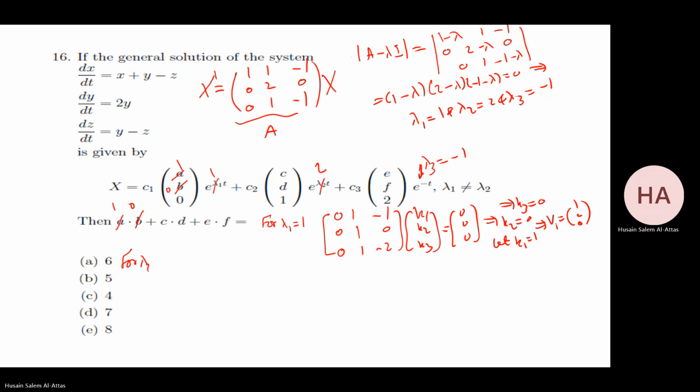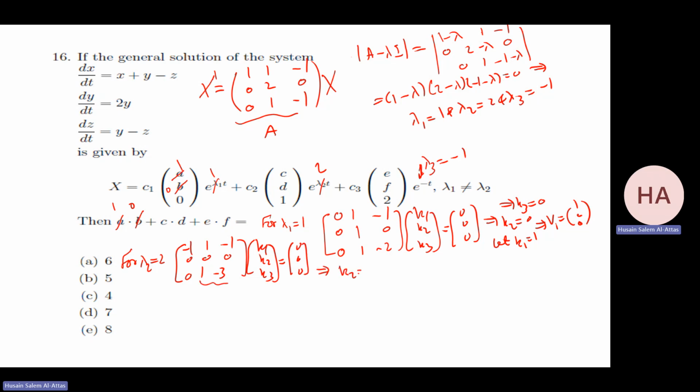Now, for lambda 2 equal 2, what will I have? Minus 1, 1, minus 1, 0, 0, 0, 0, 1, minus 3, times K1, K2, K3 equals 0, 0, 0. That implies, from here, K2 equals 3K3. Plug it there. So I have K1 equals K2 minus K3, which is 2K3.